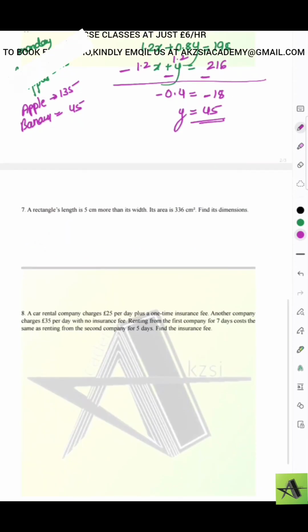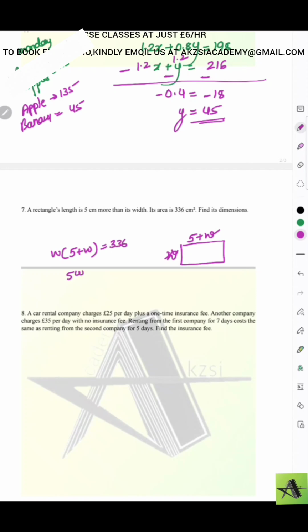Question number 7. A rectangle's length is 5 more than its width. Its area is 336 centimeters squared. Find its dimensions. It's very easy. See, this is basically a rectangle, and let's say the width is W. Then the length is 5 centimeters more than its width, that means 5 plus W. And its area is 336 centimeters squared. That means area is W times 5 plus W equals 336.